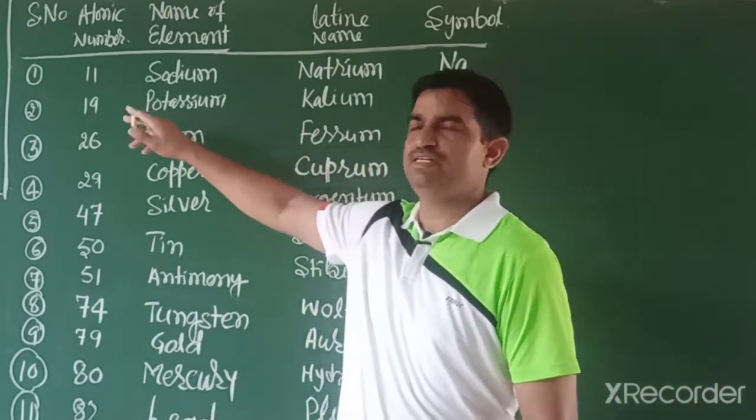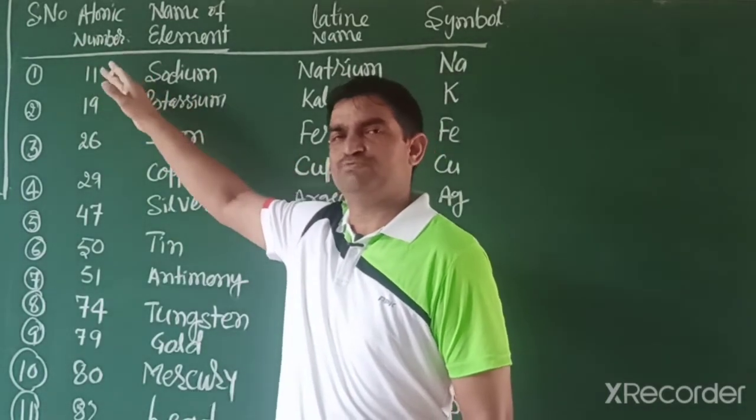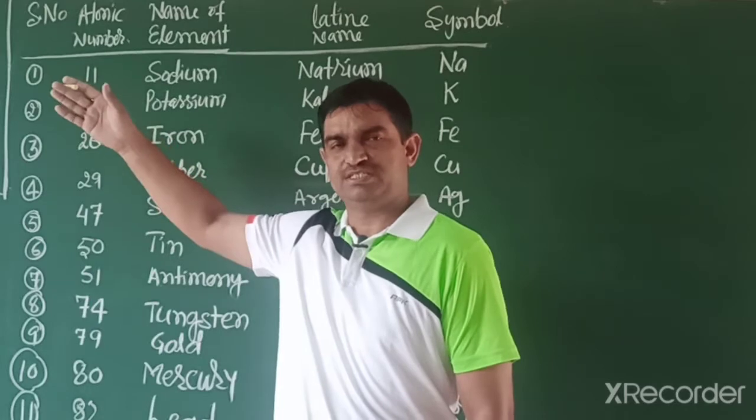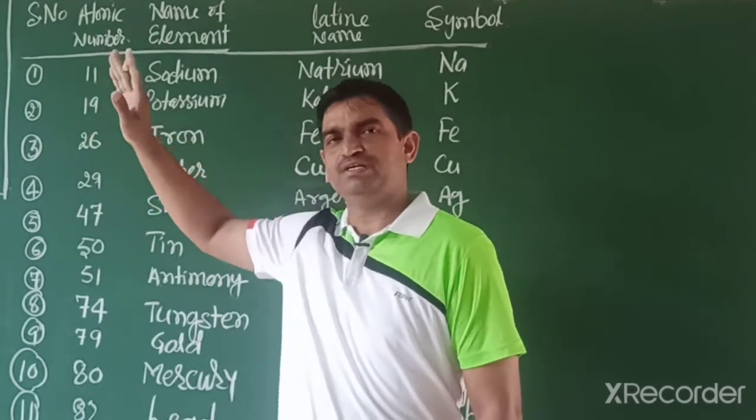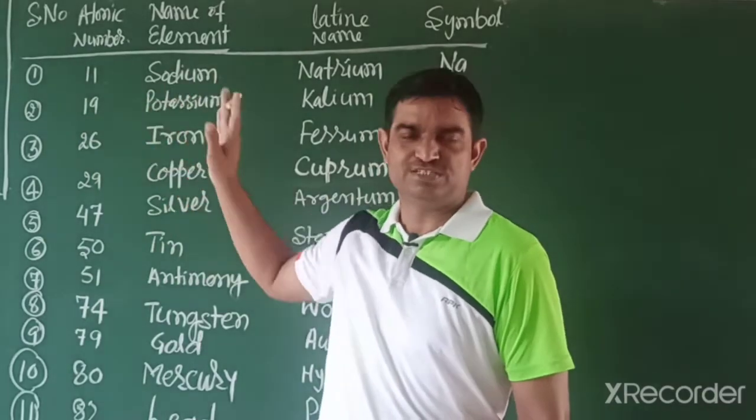So the first element is sodium. Its atomic number is 11. What is atomic number? We will discuss it in the next chapter also. Atomic number means the number of protons present in that atom. That is a characteristic of any element.